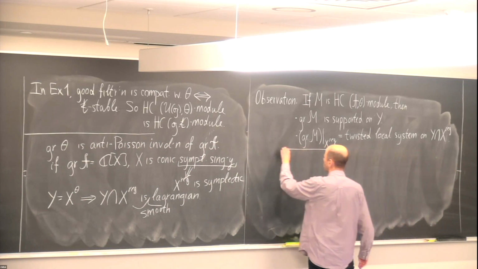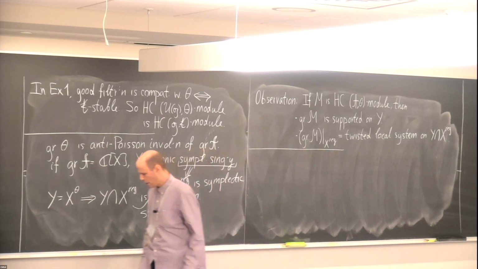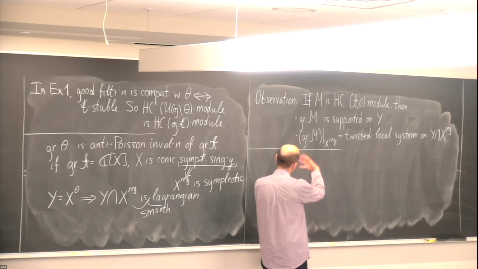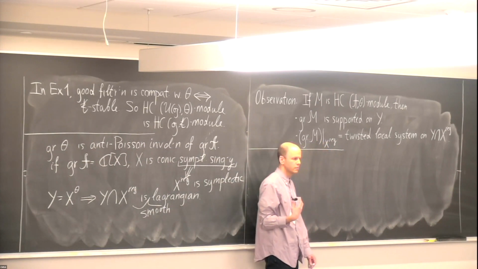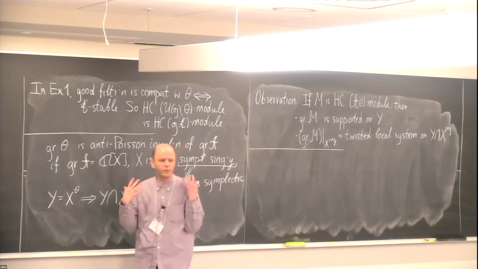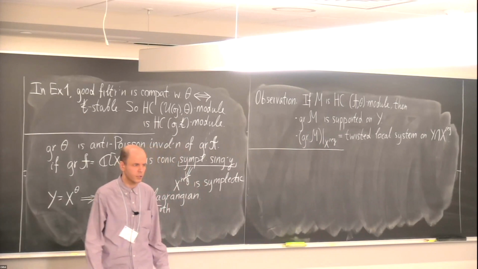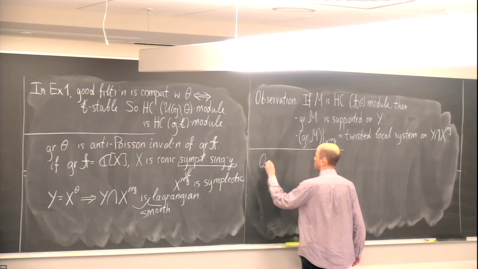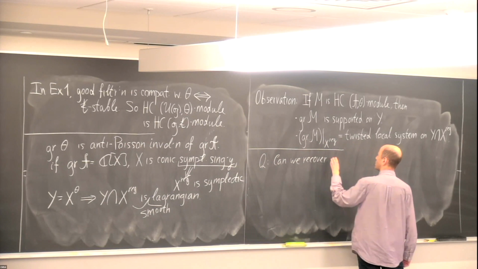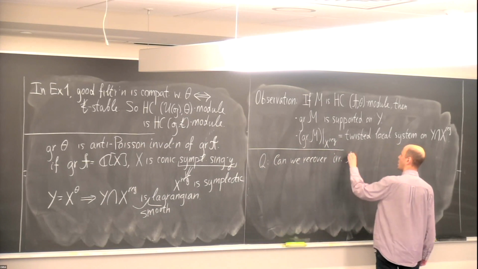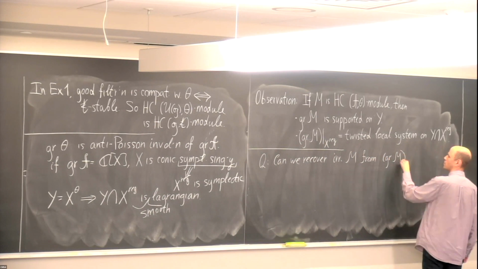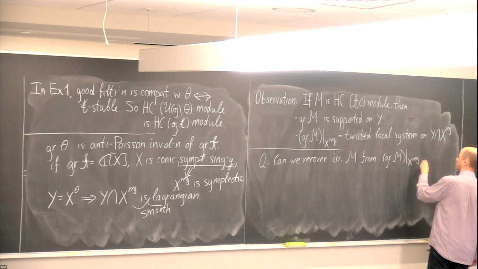So now, what would I want to achieve? I would like to have a classification of irreducible Harish-Chandra modules. And now, from a Harish-Chandra module, I'm able to get some geometric data. This data is a twisted local system. So you could ask, can we classify Harish-Chandra modules from this data? Question: can we recover irreducible M from M restricted to X reg, which is something geometric?